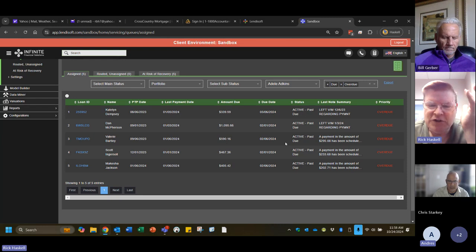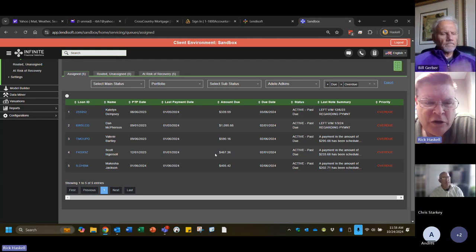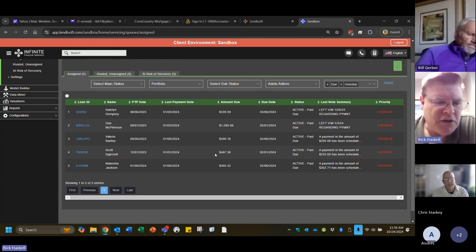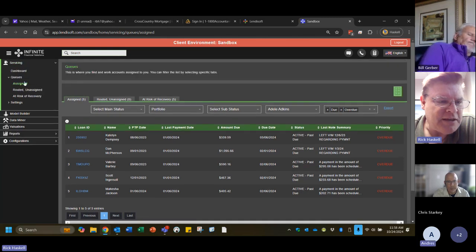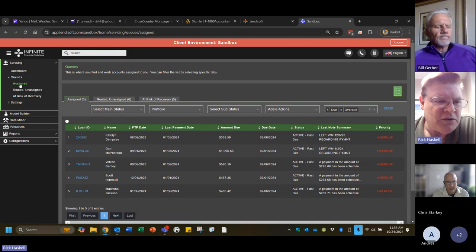So it's a strategic way to filter out the queues so that your staffing is not working accounts that don't need to be worked. And over time, you keep adjusting those strategies, those templates, until you've really got it dialed in to where you've optimized your staffing ratios and you're still maximizing your collections.